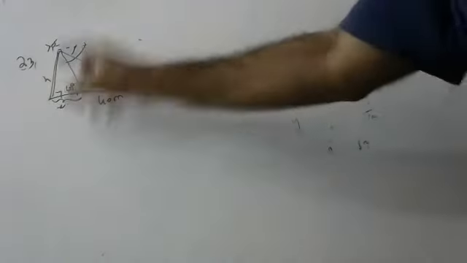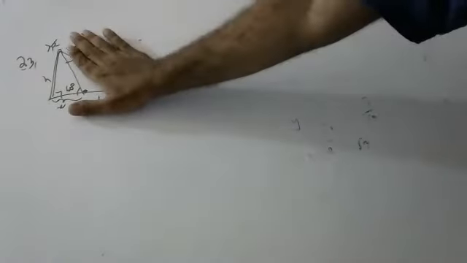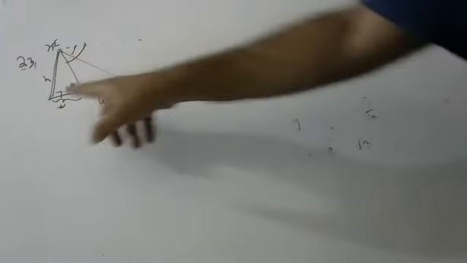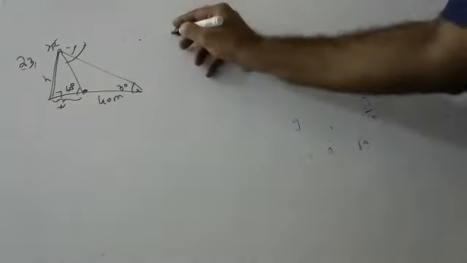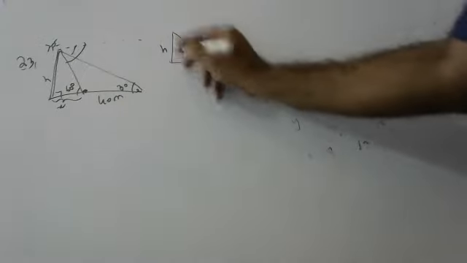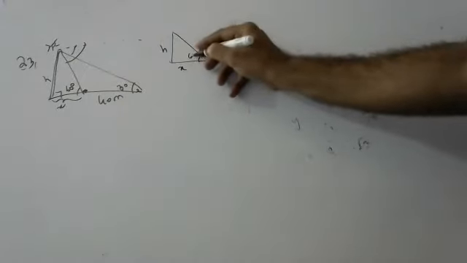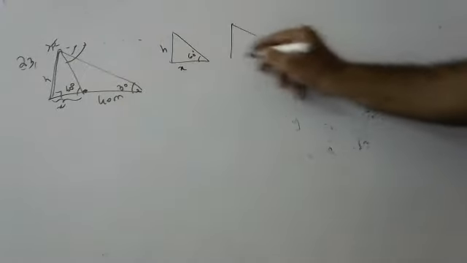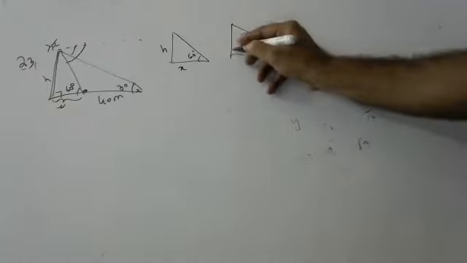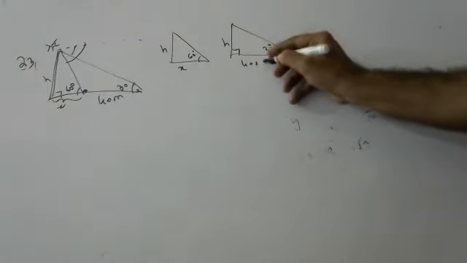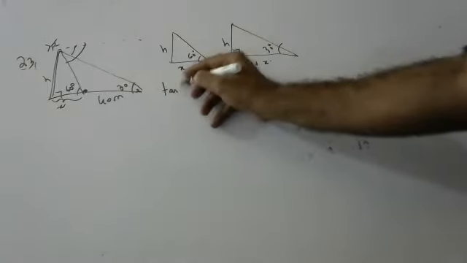Okay, so children, when it is at 60, its shadow is only x. When it is 30, it is x plus 40. Forget about this 60. There are two triangles. When it is h, it is x at 60. Okay, when it is 30, it is 40 plus x. Okay, tan 60.